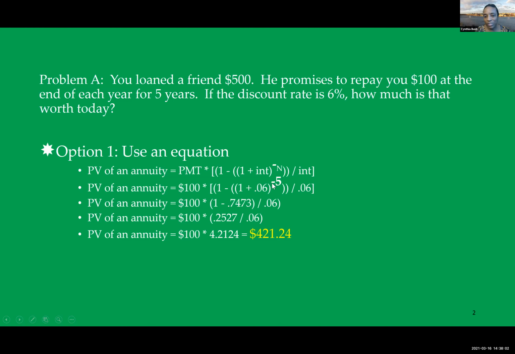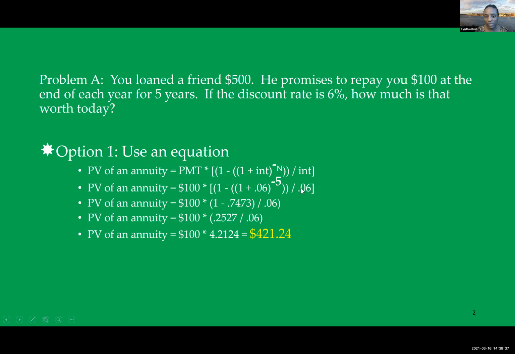Don't forget the negative in the equation. That's very important. It's negative N, so -5. And then we divide all of this by the interest rate, which is 0.06. I tell people to work inside out. So start with the 1 plus 0.06, that's 1.06. Raise it to the -5, and that would be 0.7473. Multiply it by a -1 and make it a negative, and then add 1. And that would be 0.2527.